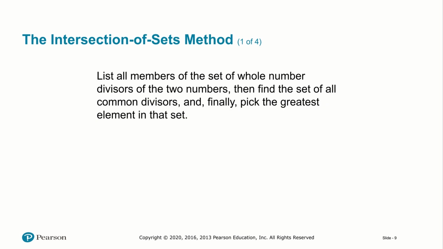Another method for finding the greatest common divisor of two numbers is the intersection of sets method. We list all members of the set of whole number divisors of the two numbers, then find the set of all common divisors, and finally pick the greatest element in that set. Let's take a look at an example.